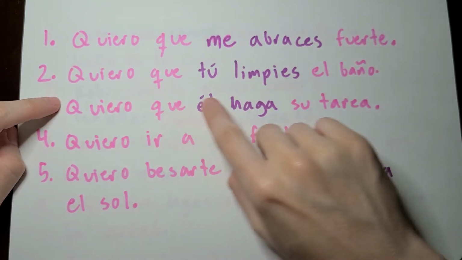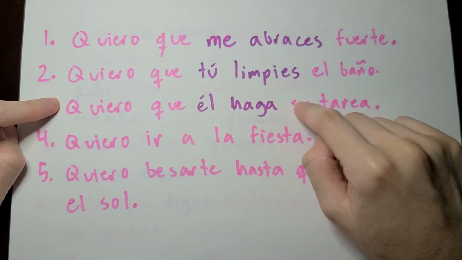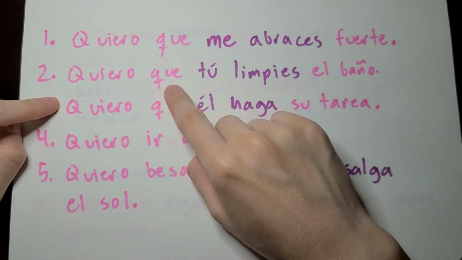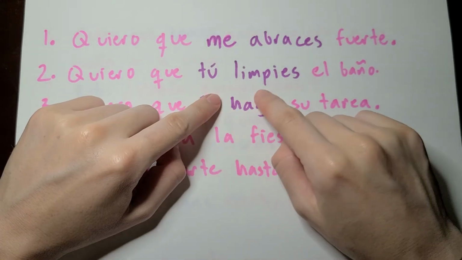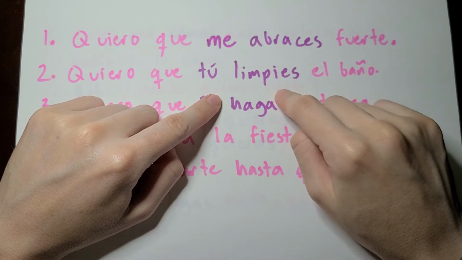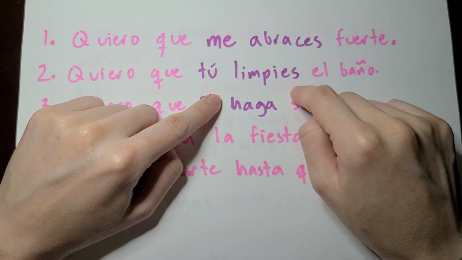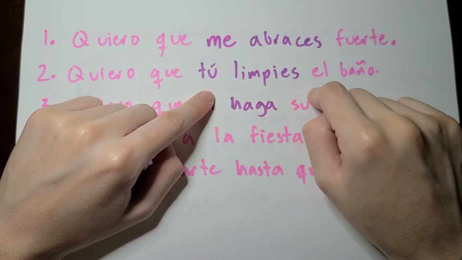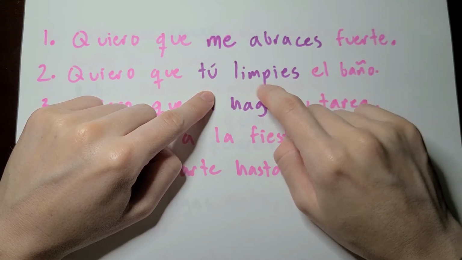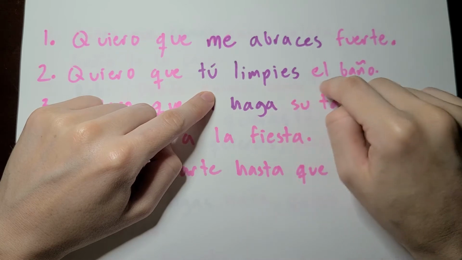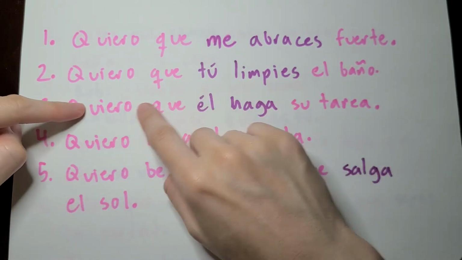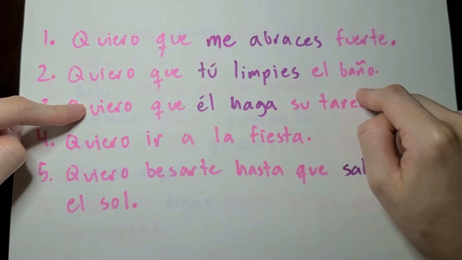Example 2. Quiero que tú limpies el baño. I want you to clean the bathroom. Quiero que, I want that. Limpies comes from limpiar, which is an AR verb. So here we switched it to an ES ending. Tú limpies. So that's limpiar in the subjunctive for tú, the present subjunctive. Tú limpies el baño, el baño is the bathroom. I want you to clean the restroom. Quiero que tú limpies el baño.